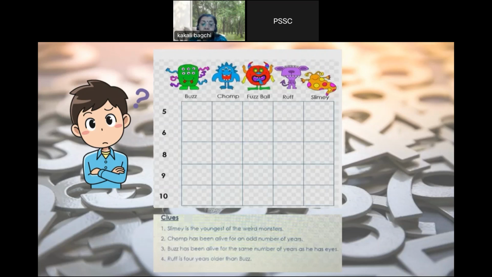Buzz has been alive for the same number of years as he has eyes. 6. Ruff is 4 years older than Buzz. How much? 4 years older than Buzz, yes, 10.